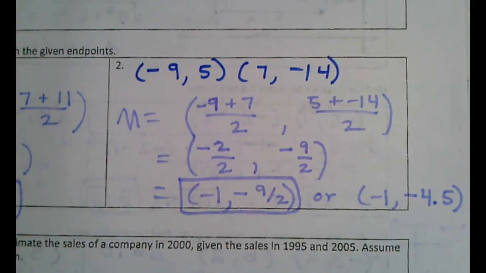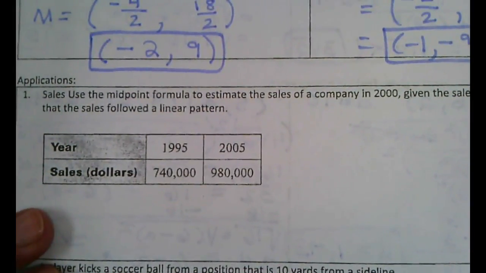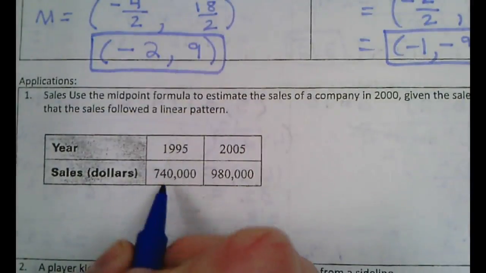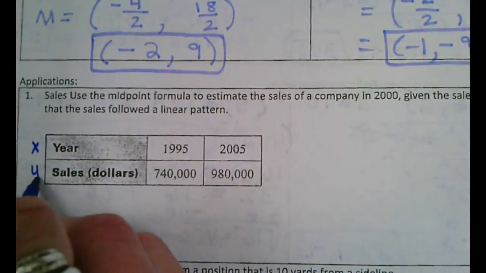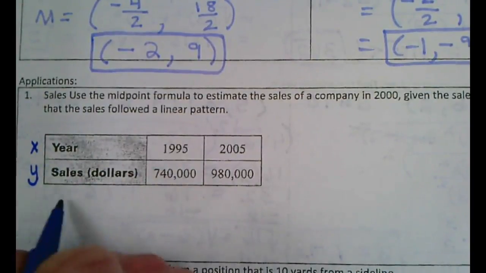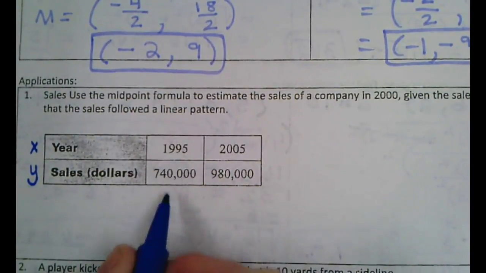Okay, let's take the midpoints to a real-world situation. Sales. Use the midpoint formula to estimate the sales of a company in 2000, given the sales in 1995 and 2005. Assume that the sales follow a linear pattern. So here we have our first point. This is our x and this is our y.